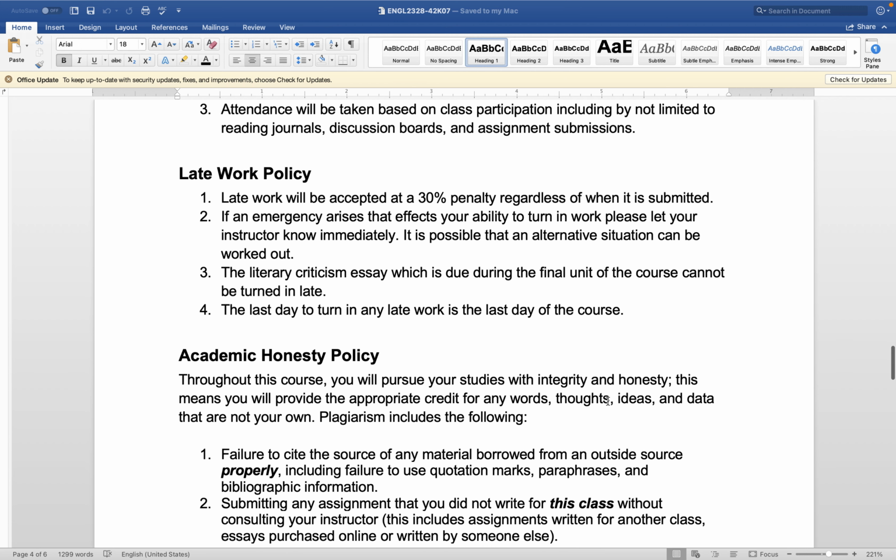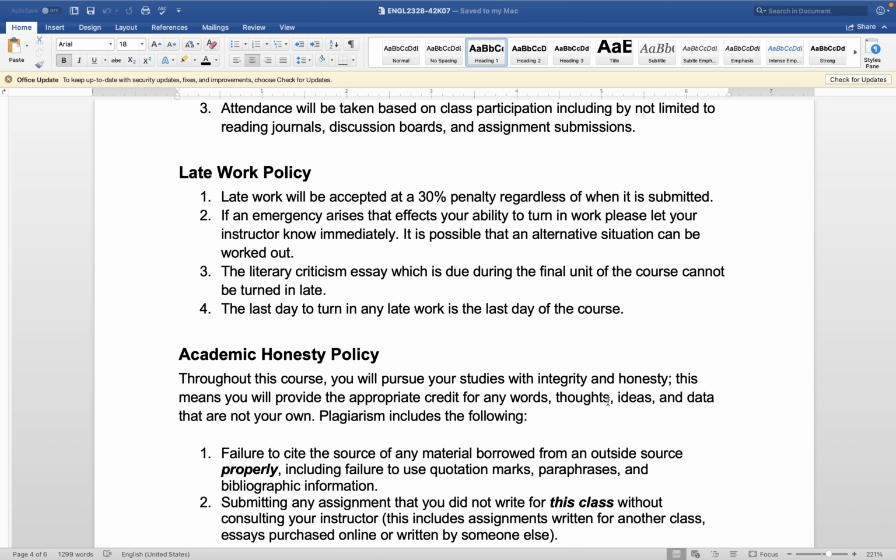Late work policy. Late work will be accepted at a 30% penalty. That means it's only worth 70% of whatever grade you receive on that. So that's if it's one day late, that's if it's at the last day of the course. So please make sure you do try to get your work in on time. Now, if an emergency arises and something happens, please let me know. We'll figure something out. If you know ahead of time, hey, I'm going to be really busy this week with work or something like that, you can get almost all of your assignments turned in early.